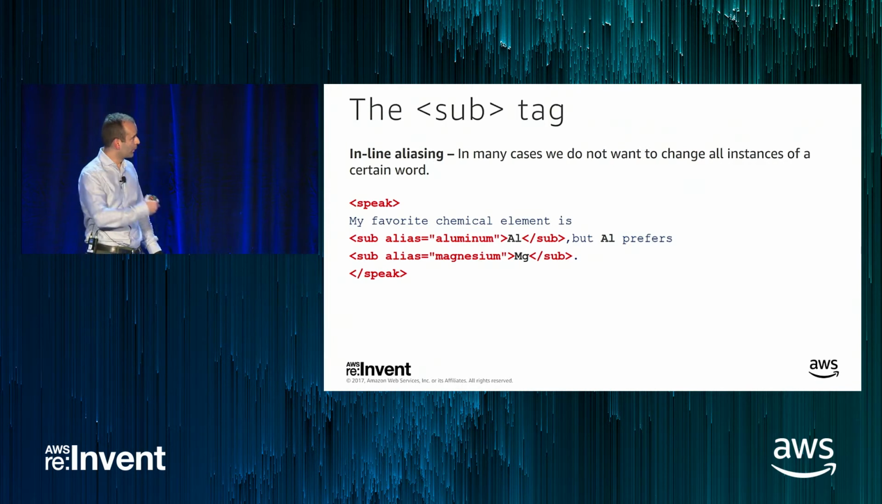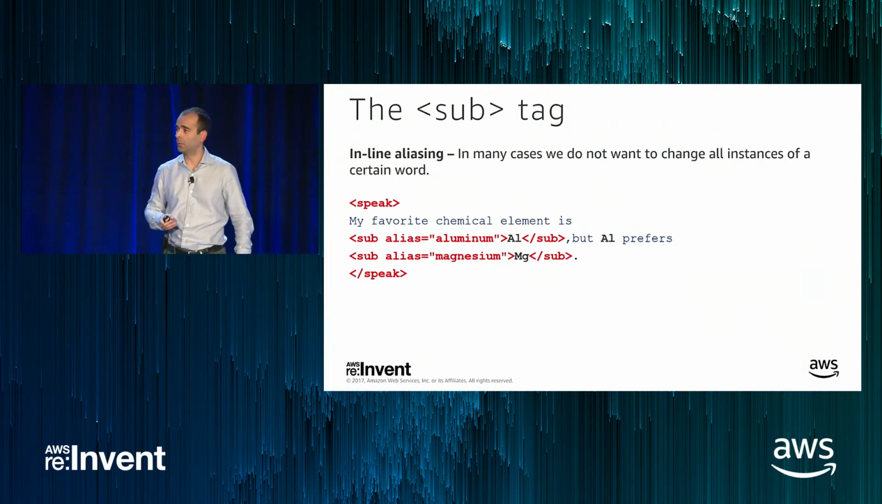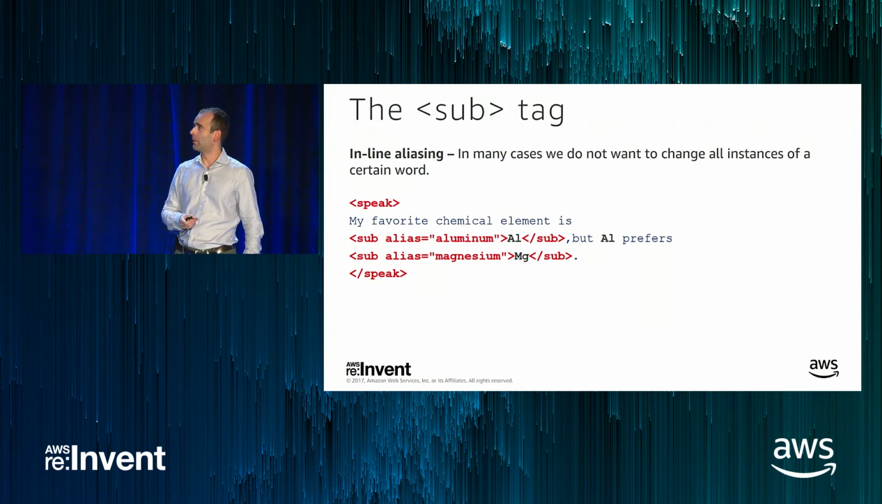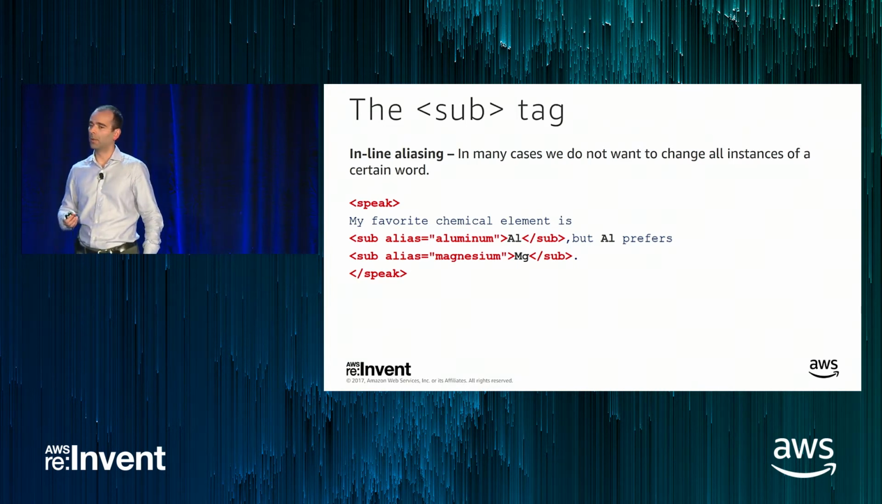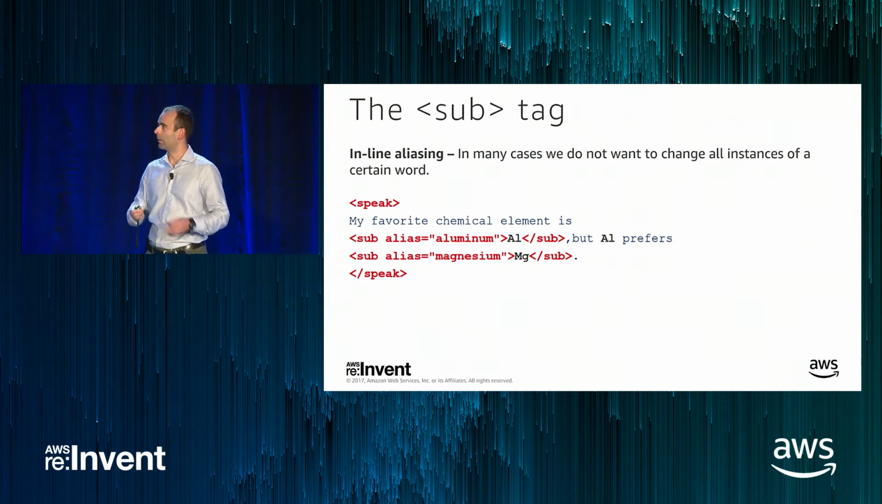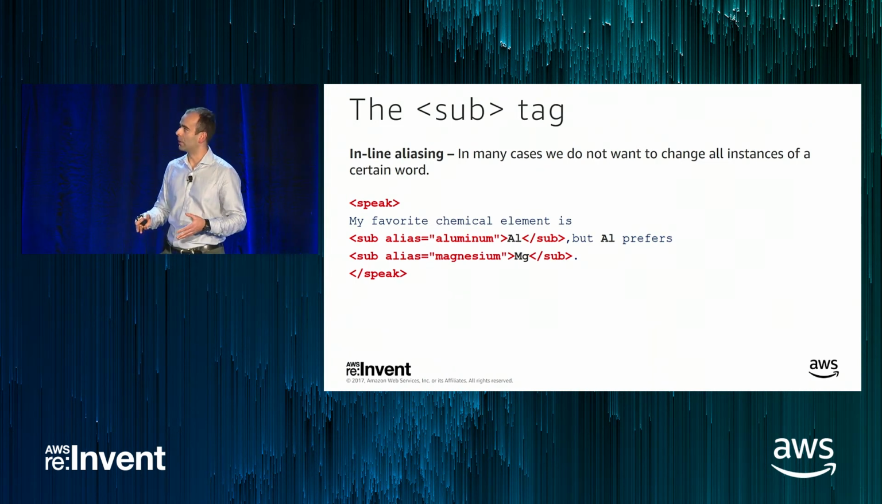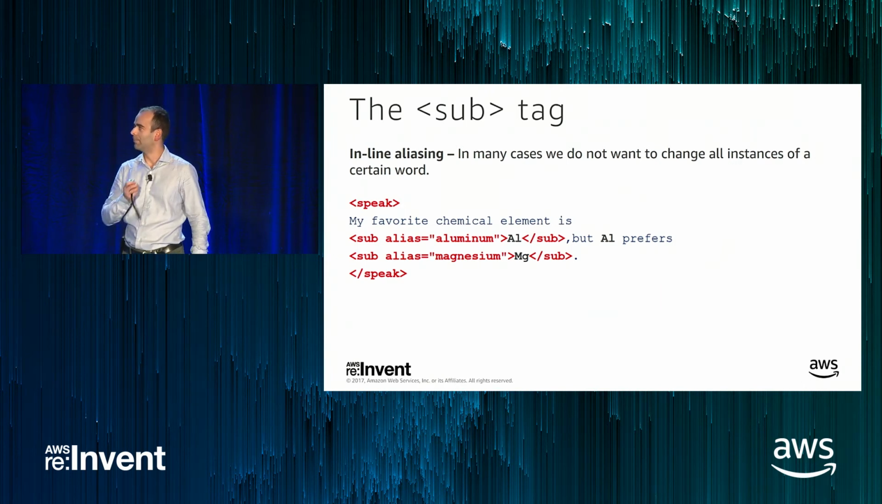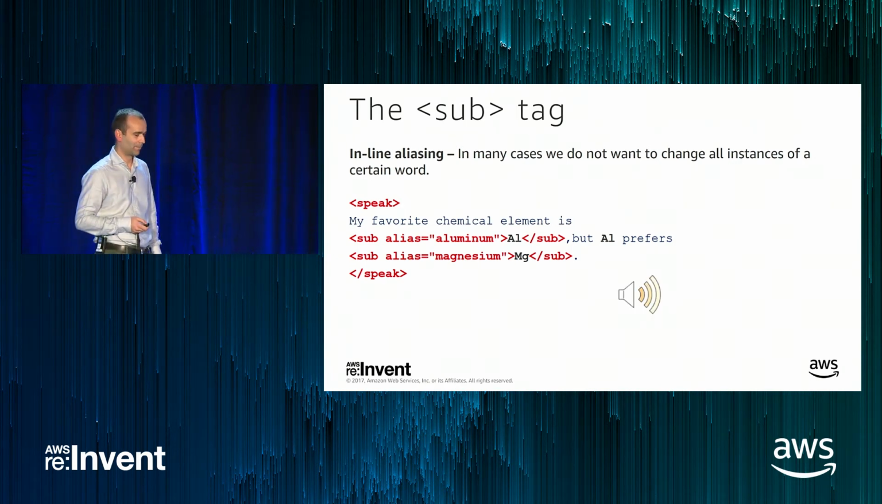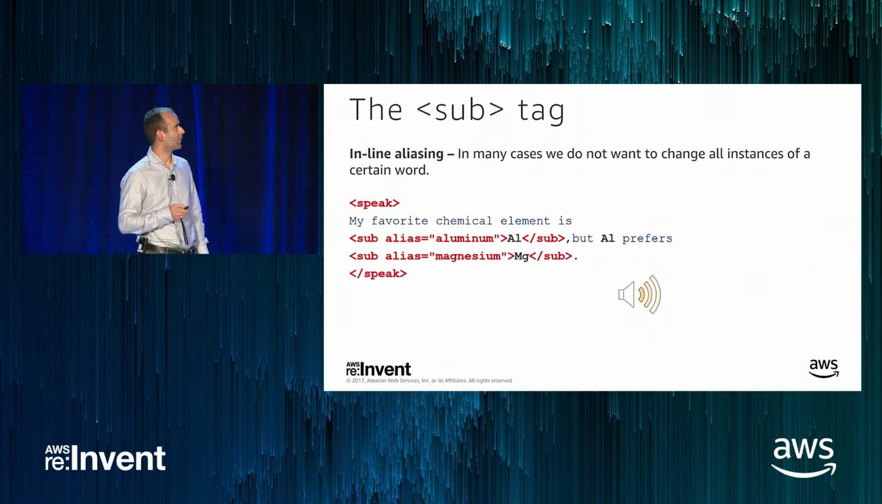I will go through a number of examples now of how to use SSML. This is a first simple, easy to use tag, which allows you to output the text that you want to synthesize, while underneath you actually tell the speech engine to pronounce a certain word in a different way. So in this case, there's a sample: My favorite chemical element is aluminum, but Al prefers magnesium.